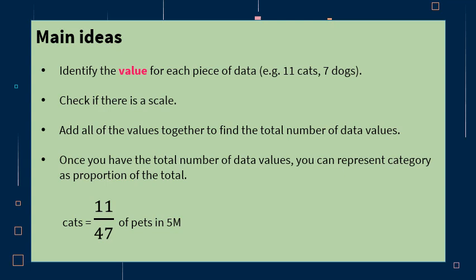And then once you have the total number of data values, you can represent a category as a proportion of the total. You don't need to do this today, but I'm showing you why it's useful. So for example, with cats, we had 11 cats and we had 47 pets in total. So in the class 5M, cats represent 11/47 of pets in 5M. There you go. Nice and simple.